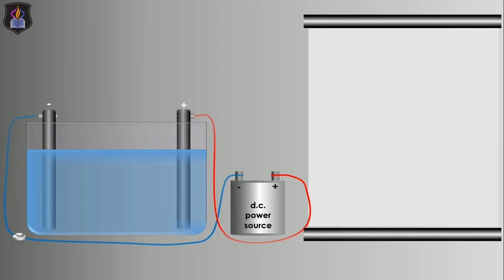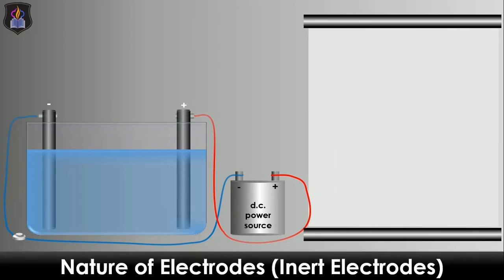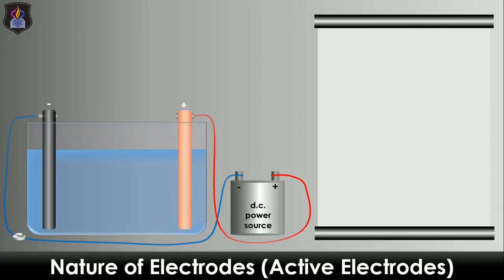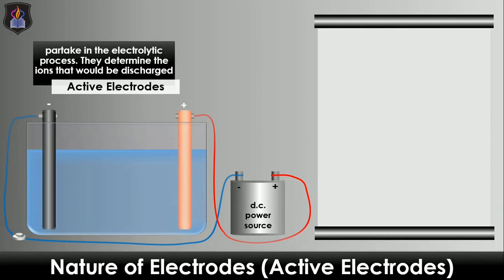The last factor is the nature of electrodes. Here we will be reclassifying electrodes based on reactivity into inert and active. An inert electrode is one that does not take part in the electrolytic process. It does not determine the ions discharged at the anode. Examples are graphite and platinum electrodes. An active electrode is an electrode that takes part in the electrolytic process and influences the ion that can be discharged. Examples are copper anode in copper 2 salt solution and silver anode in silver salt solution.